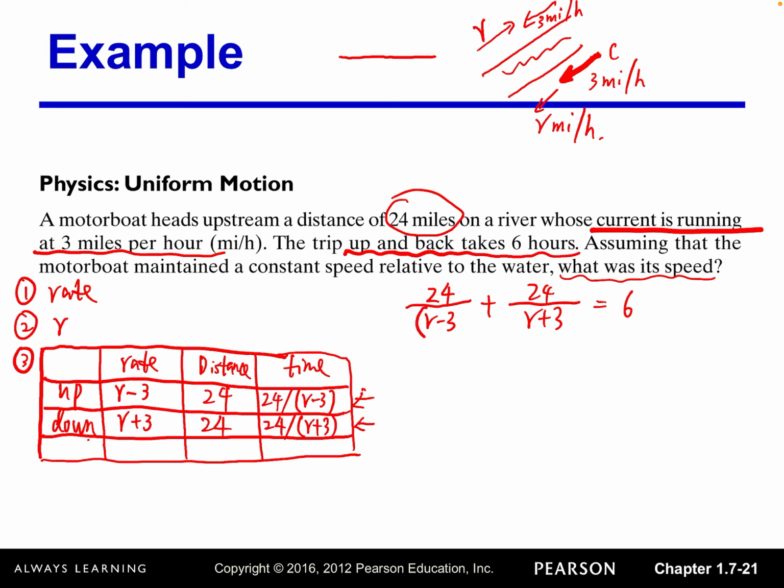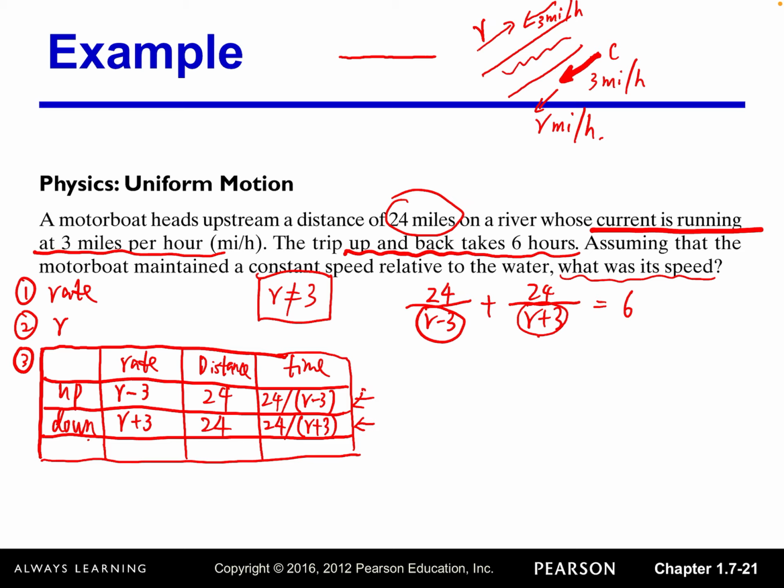We notice we have denominators, so mathematically speaking, we have some restrictions: r cannot equal positive 3, and r cannot equal negative 3. But in the real world, r represents a travel rate and cannot be negative, so we only need to require that the motorboat travel rate cannot equal positive 3. Okay, that's the restriction. And then let's solve this problem.